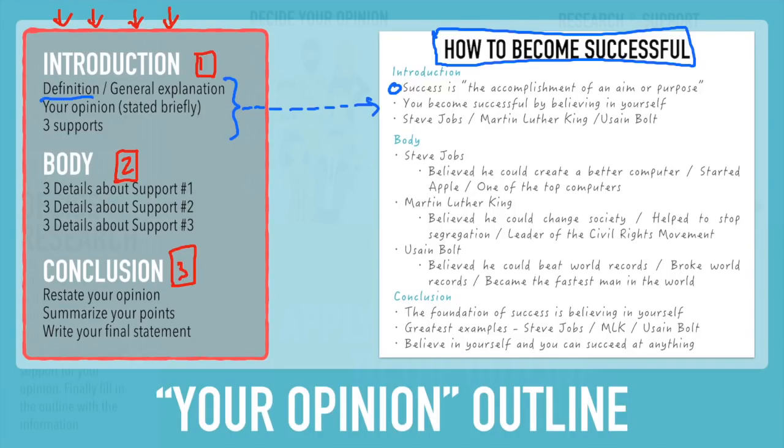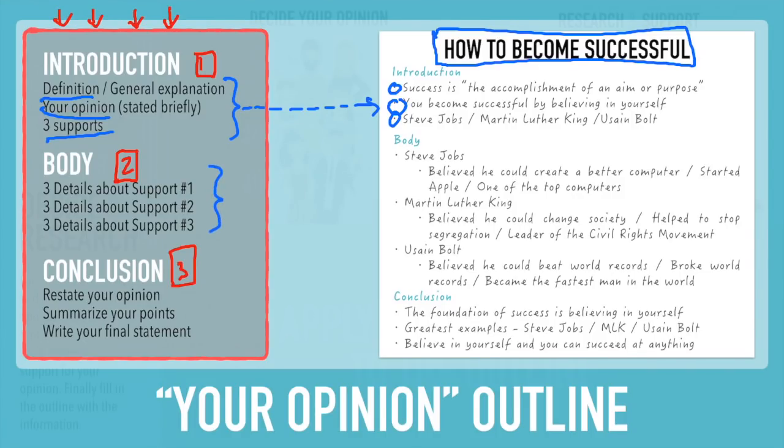Then next, my opinion. You become successful by believing in yourself. That's my opinion, okay? Now, 3 supports. I'm going to give an example of Steve Jobs, Martin Luther King, and Usain Bolt. Those are my 3 supports, okay? All right, now let's move on to the second section of our outline, the body.